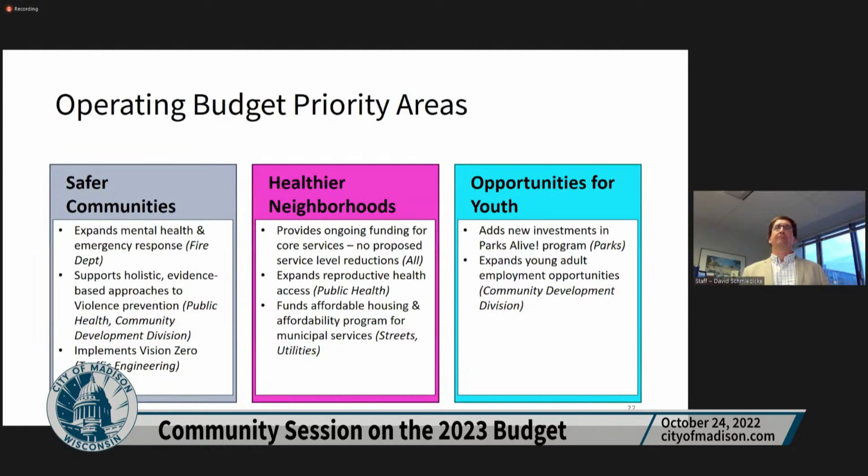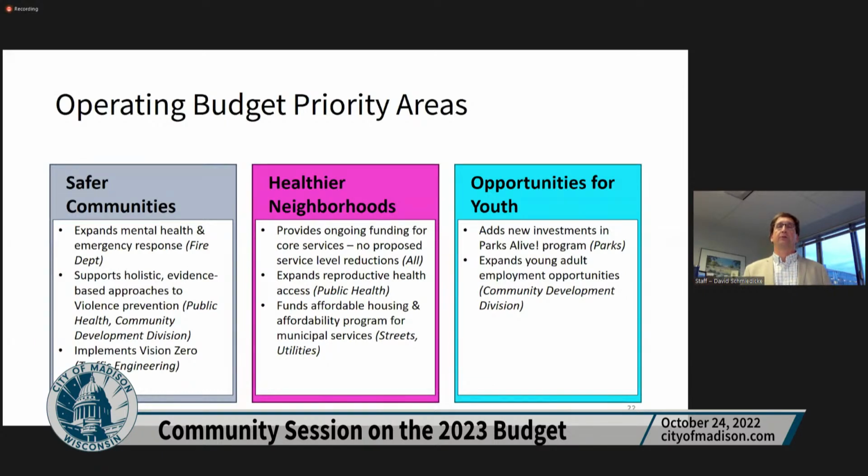All right, so the executive operating budget's priority areas are safer communities, and that includes the expansion of the mental health emergency response in the fire department. We'll talk a little bit about that on subsequent slides. Continuing investments in violence prevention efforts and operating budget support for various capital investments using federal monies through the city's Vision Zero initiative. Another priority area is healthier neighborhoods. The overall budget has no reductions to service levels.